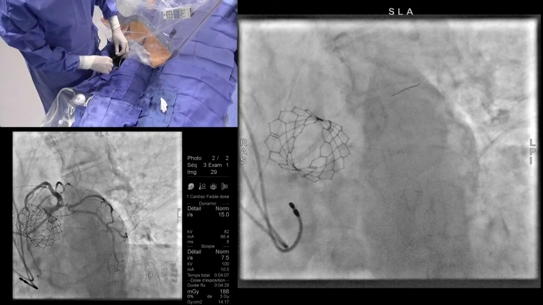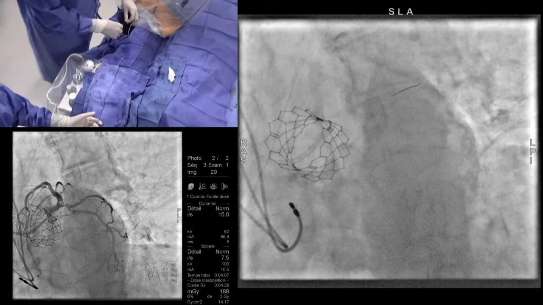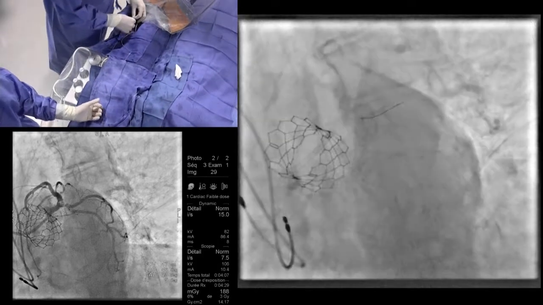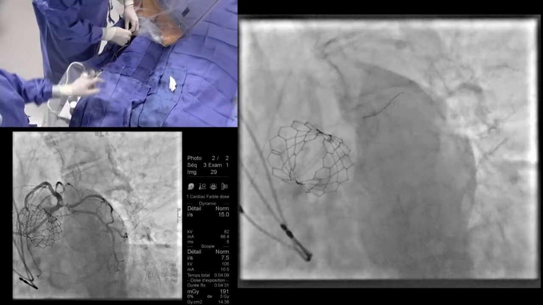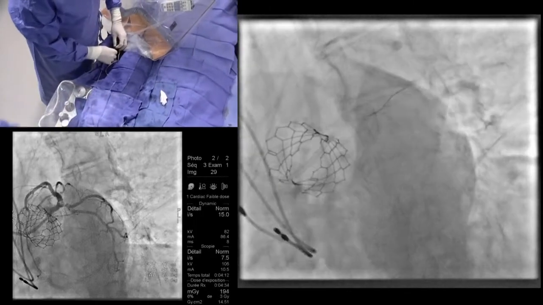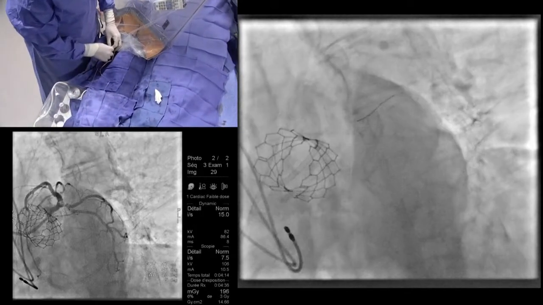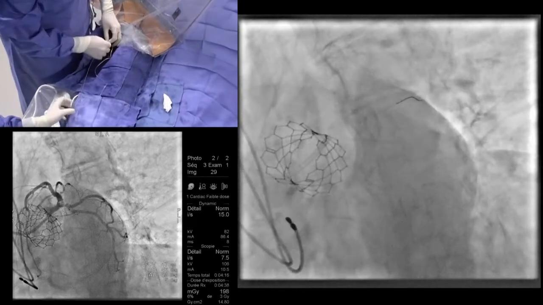The patient now has a permanent pacemaker, so they won't use any. I guess you're not using a temporary pacemaker here, since it looks like the patient has a pacemaker, Jean, is that correct?